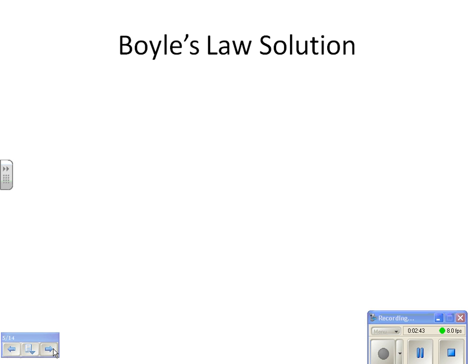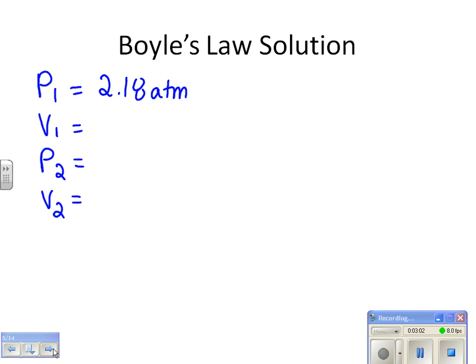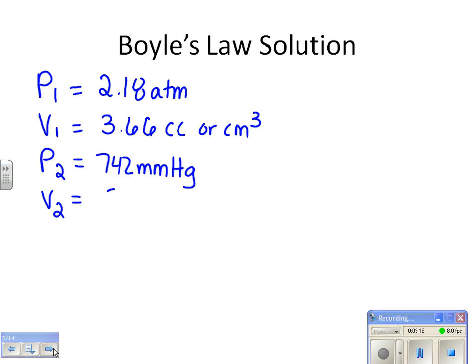And we are going to work the problem out first by writing all of our givens. P1, V1, P2, V2. What did the problem give us? A pressure of 2.18 atmospheres and a volume of 3.6 cc's, which are cubic centimeters, a P2 of 742 millimeters of mercury, and we're looking for V2. That's our unknown.